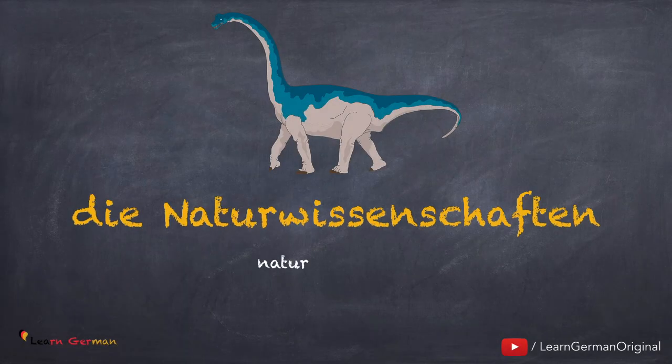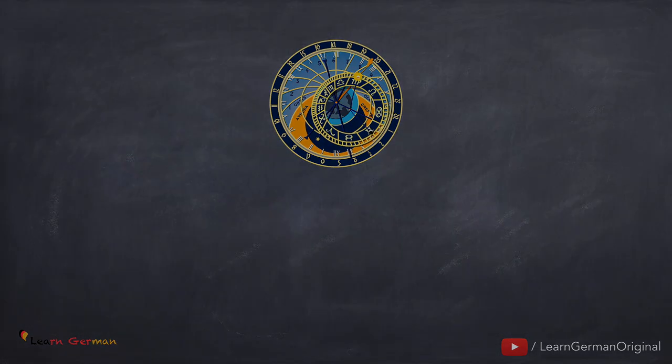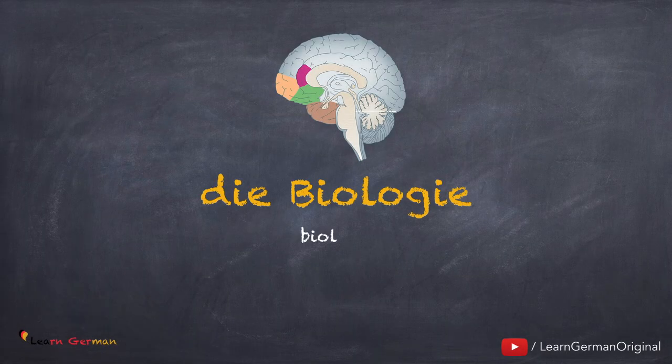Now we move to the next group. Die Naturwissenschaften. Noch einmal, die Naturwissenschaften. Subjects that belong to this group are die Astrologie. Noch einmal, die Astrologie. Die Biologie. Noch einmal, die Biologie.